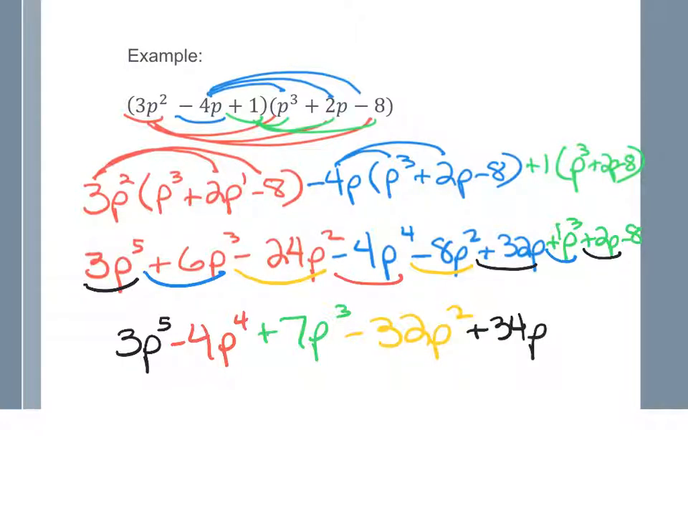And now I'll go back and look for any constants I have. So I only have one constant. It's down here on the end, and it's the negative 8. Nothing to group with it. My final answer is written in standard form.